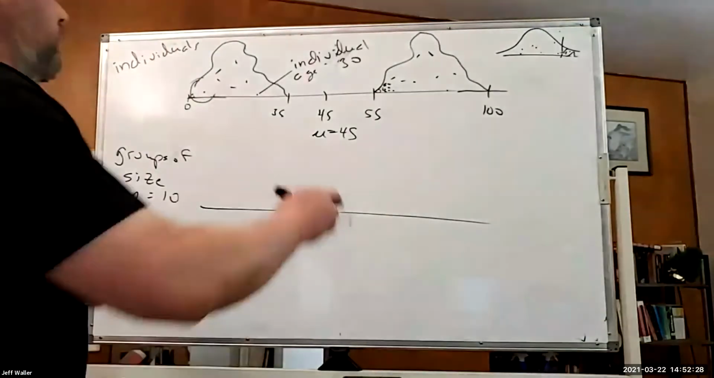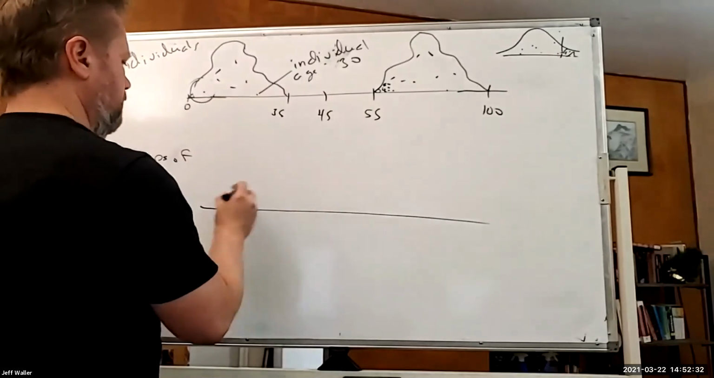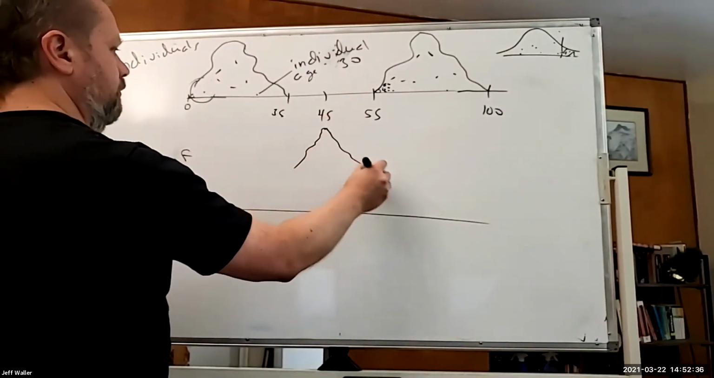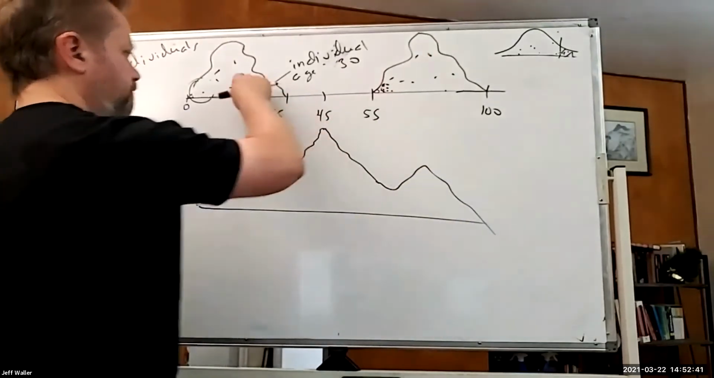All right. So what's going to happen is this picture is going to have a peak in the middle and probably a little peak there and a little peak there because of those two peaks.